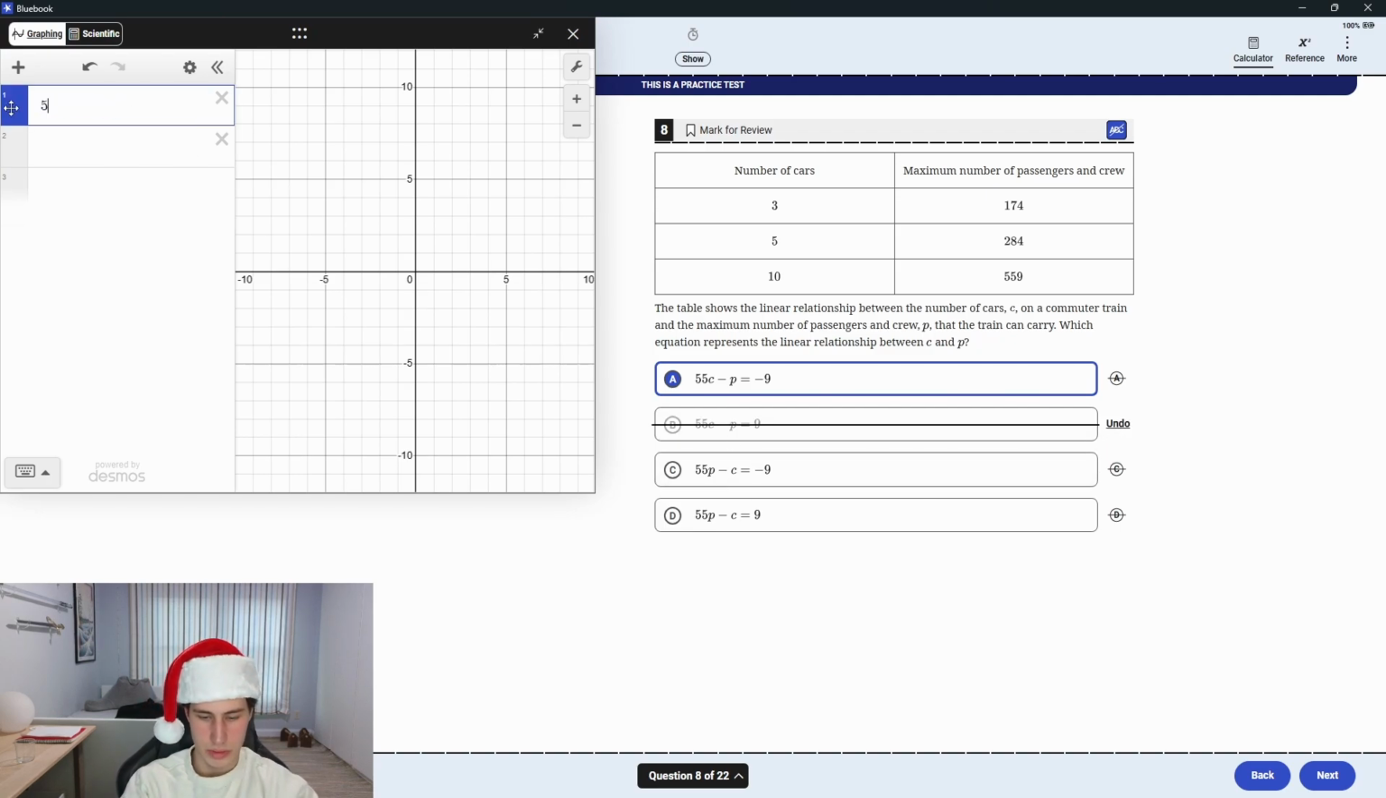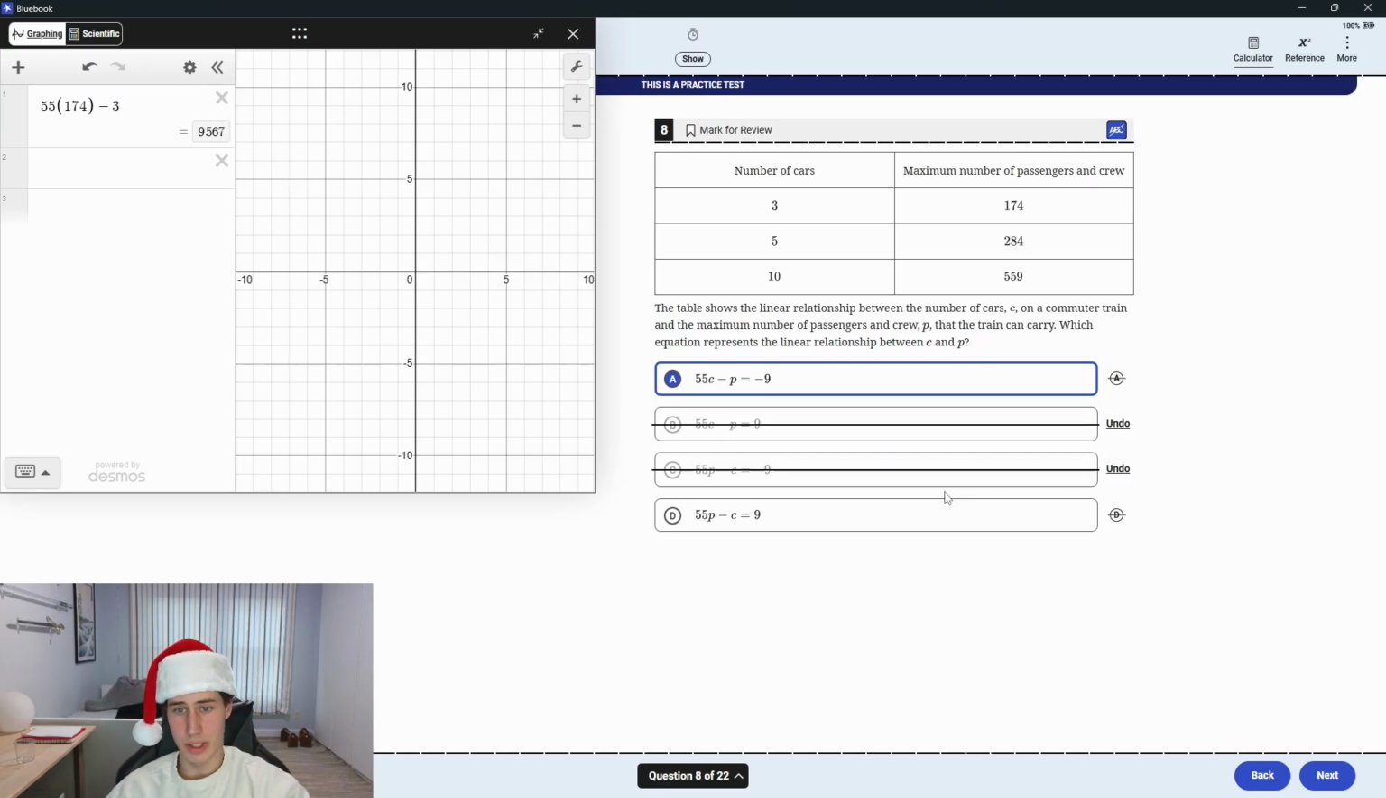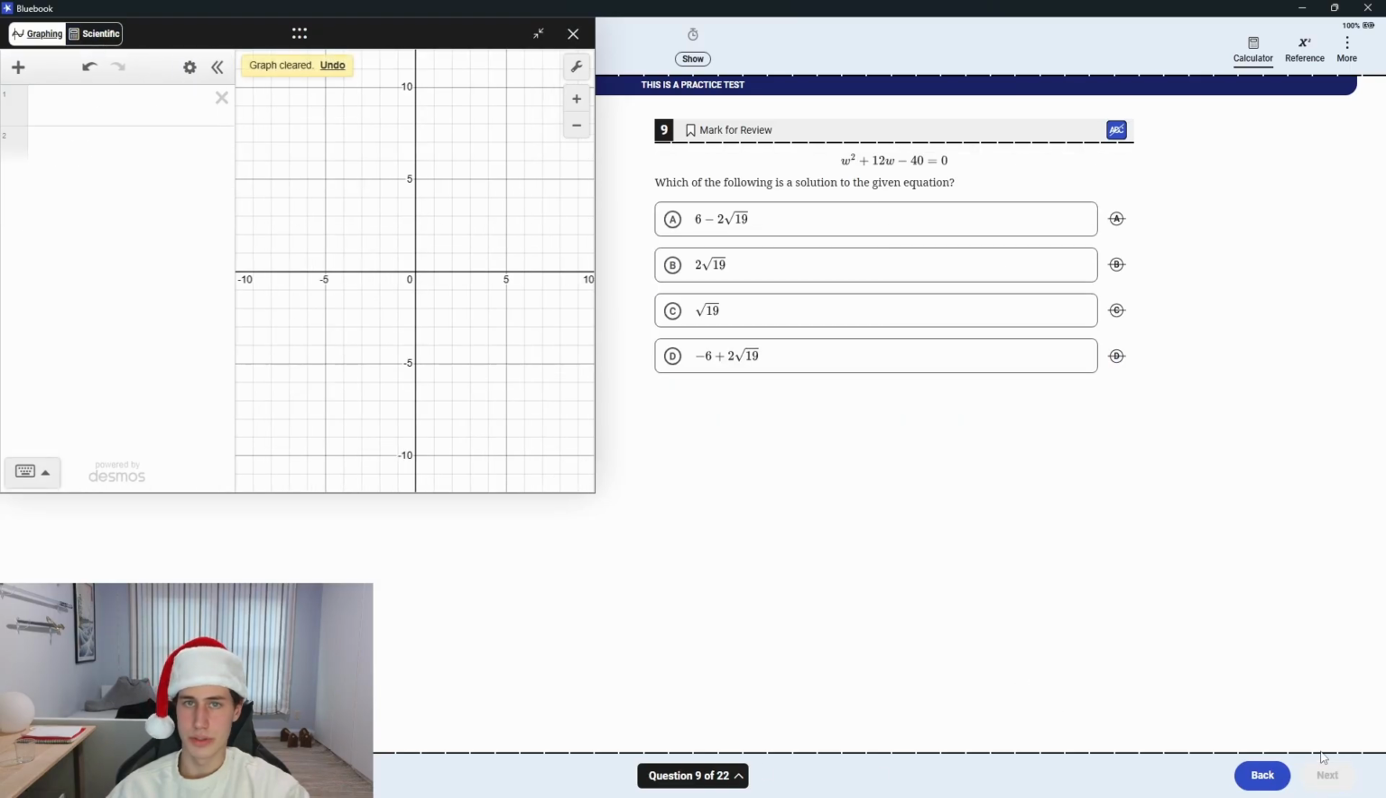Now if we flip it, we do 55 times 174 minus 3. That does not give us negative 9 or 9. So A is our only possible answer choice for this one. So that's our answer.